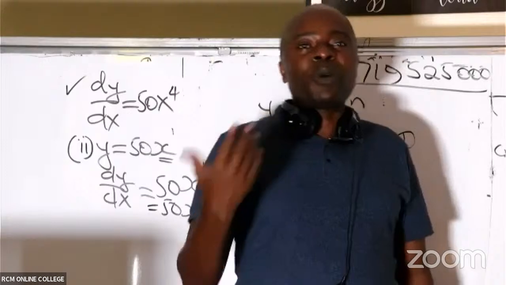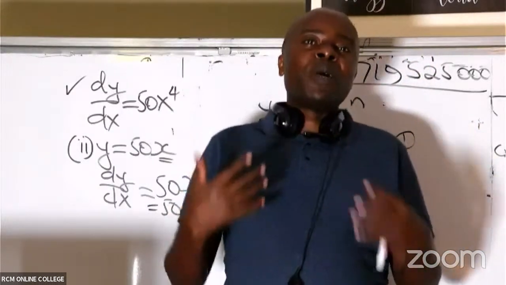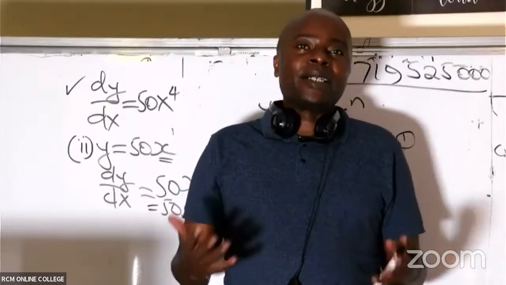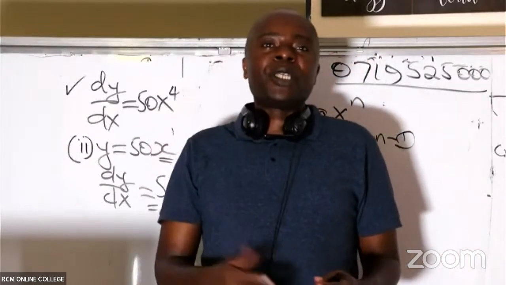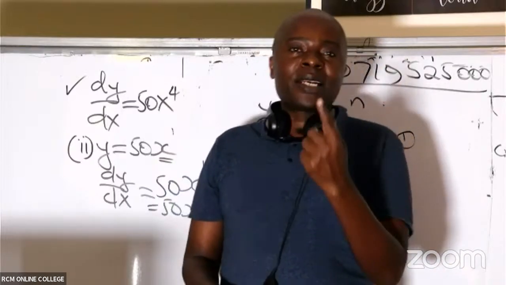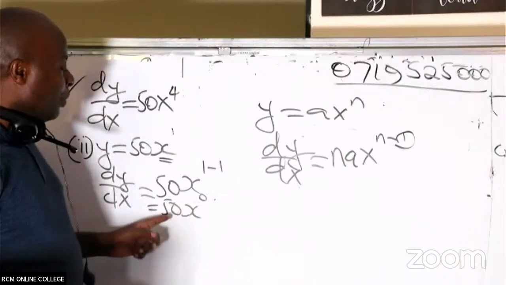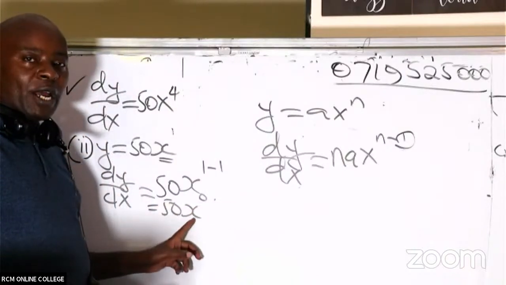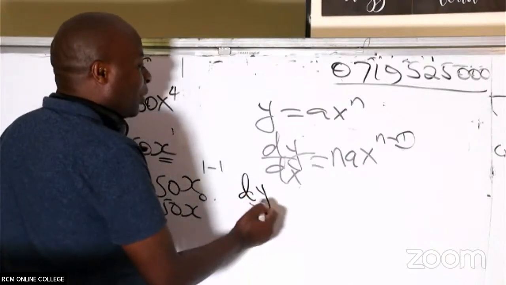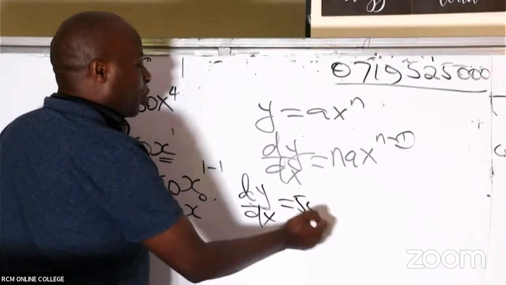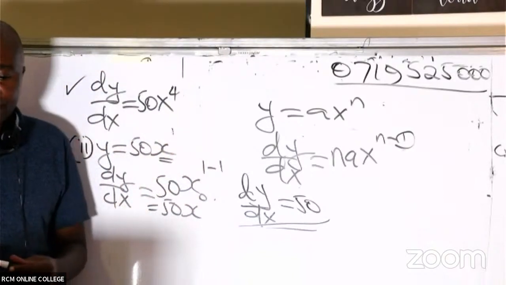Any number or letter raised to power 0 is just hot air. I'm better off not writing it, because x raised to power 0 is the same as 1. So in that case, this will be 50 times 1. That's why you saw Joanne very fast. She was able to pick that dy over dx equals 50. So she was right. Very right.